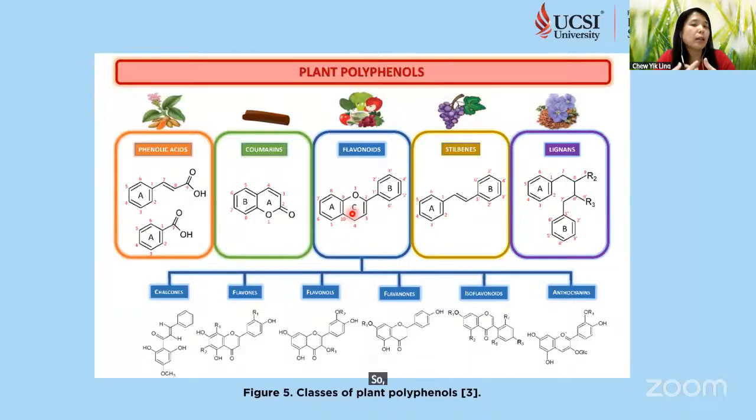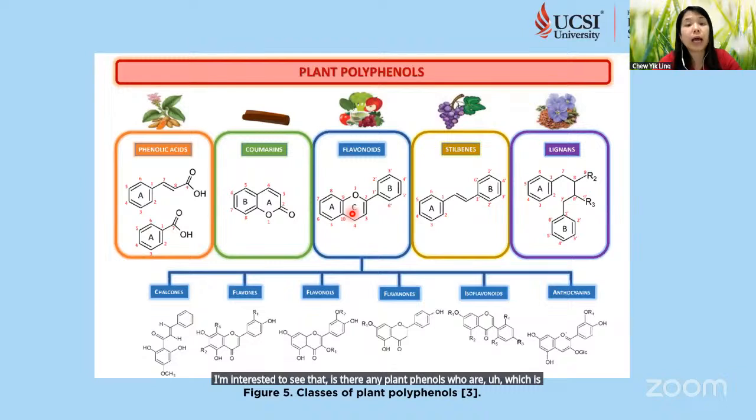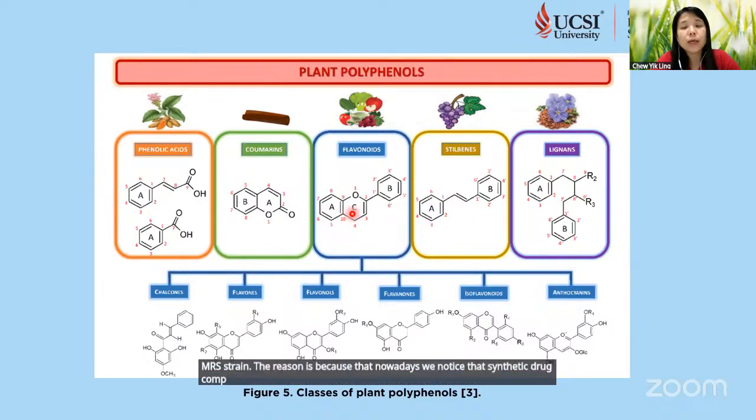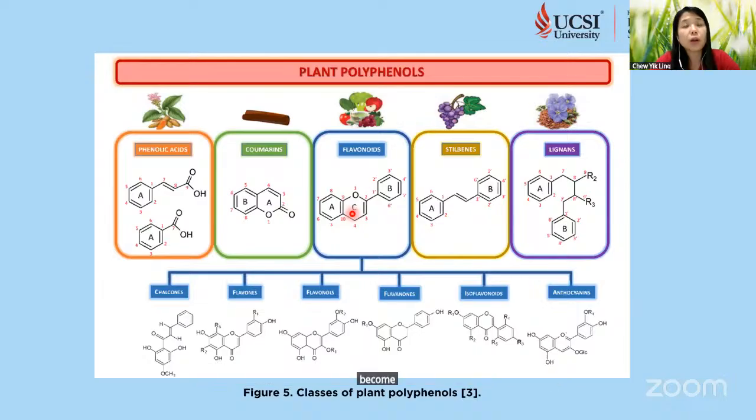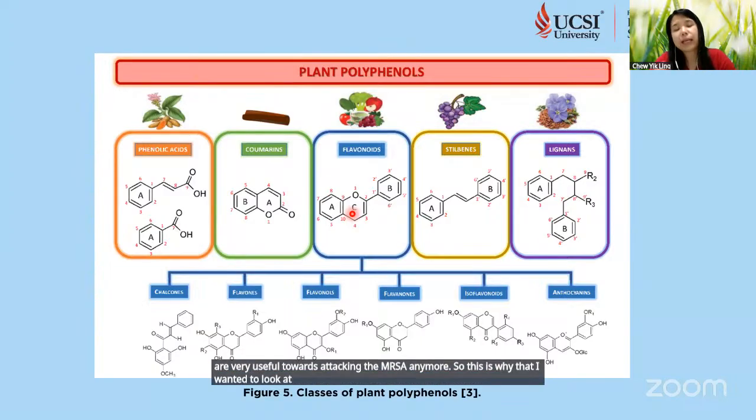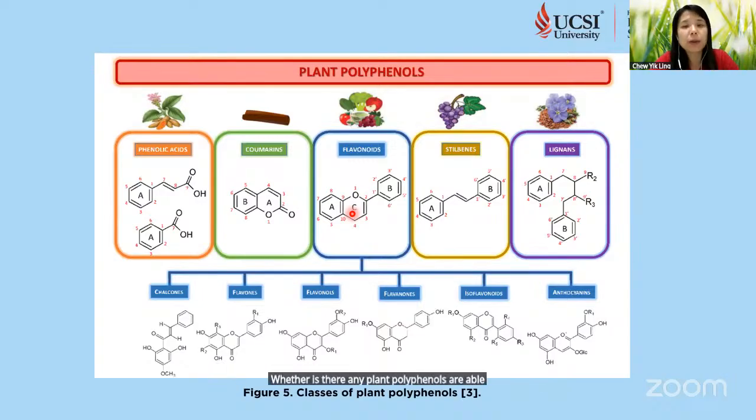So my interest is in looking at plant phenols. Based on the plant phenols, I'm interested to see whether there is any plant phenol which is very effective in targeting those MRSA strains. The reason is that nowadays we notice that synthetic drug compounds have started to become not very useful towards attacking the MRSA anymore. So this is why I wanted to look at natural sources, whether there are any plant polyphenols able to inhibit the MRSA effectively.